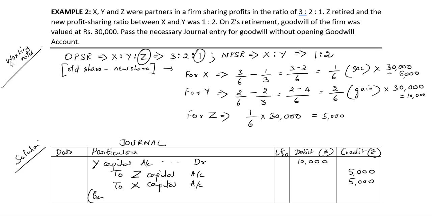Narration: being goodwill adjusted through partners' capital accounts. So this is the answer for the second example sum. Let's go to the third example sum.